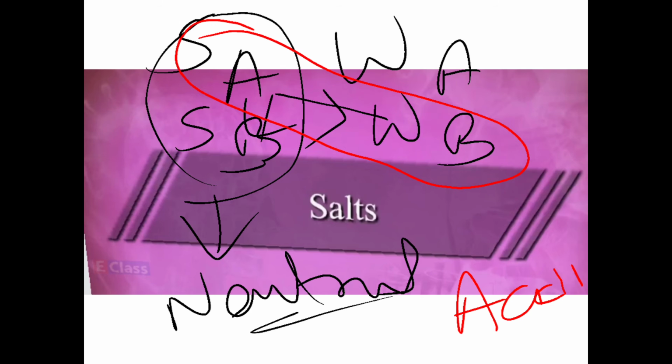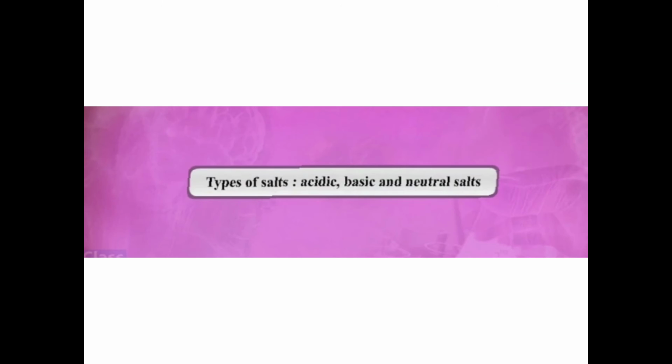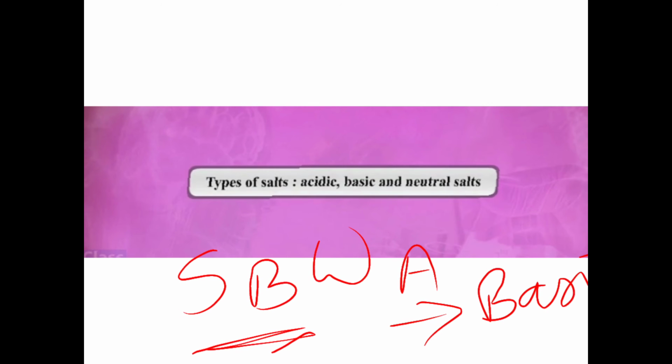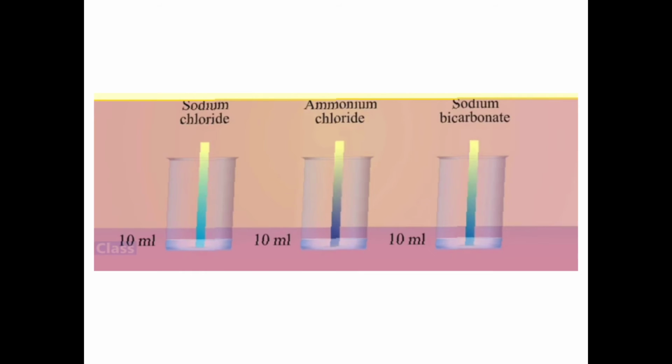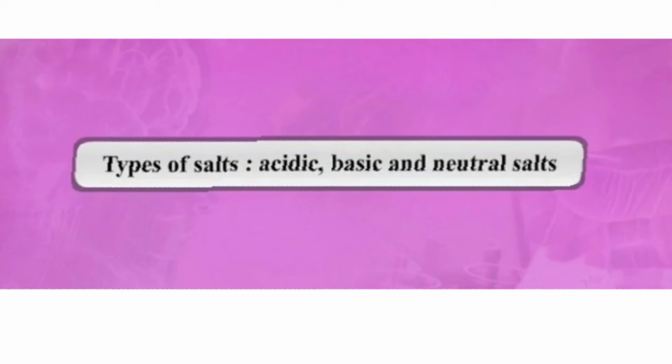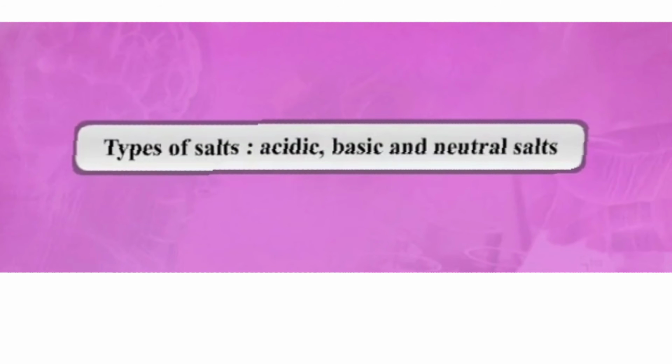So if the base is strong and the acid is weak, then what are you going to get? I repeat, strong base and weak acid. The base is strong, so the resultant salt will be basic in nature. Okay. So you have the salts like acidic, basic and neutral. So you have three types as it is written here: acidic salt, basic salt and neutral salt.